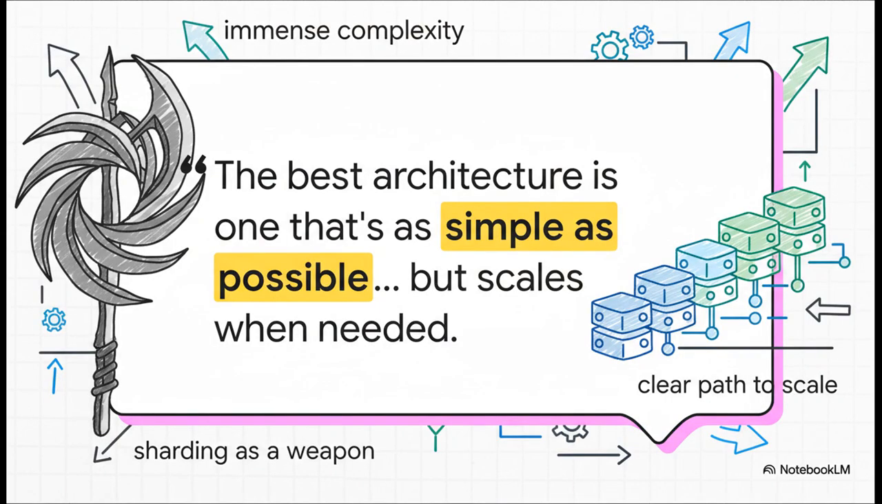And that really brings us to the core takeaway here. Sharding is an incredibly powerful tool for hitting massive scale, but it is also a weapon of immense complexity. The goal is never to build the most complex system you can think of. The goal is to build an architecture that is as simple as it can possibly be today, while still giving you a clear path to scale when and only when you truly need it.